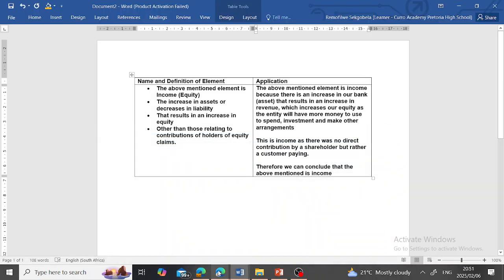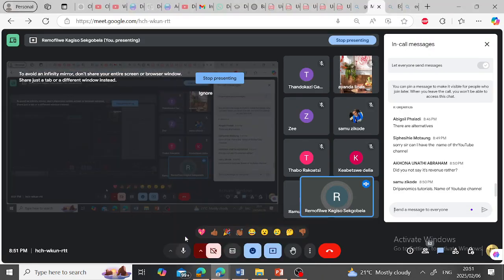Guys, there's only 5 elements. Remember. Let's take it back to the beach where we are young and free. This is how it should be. We have 5 elements: income, expense, asset, liability, equity.